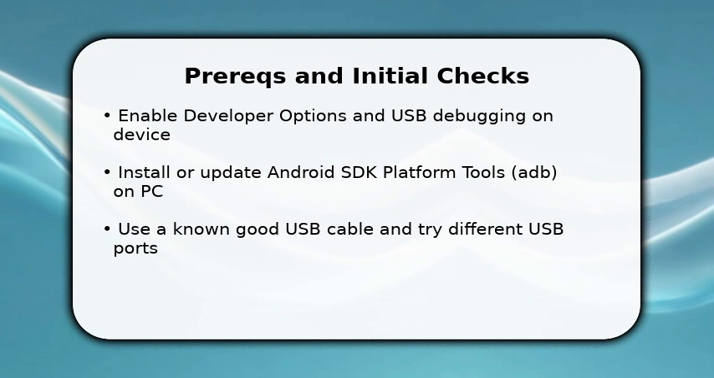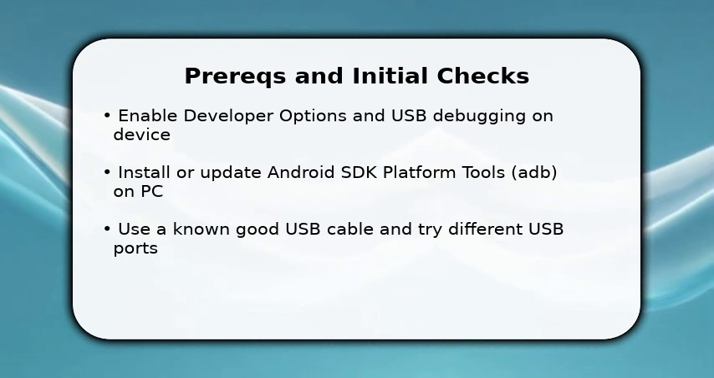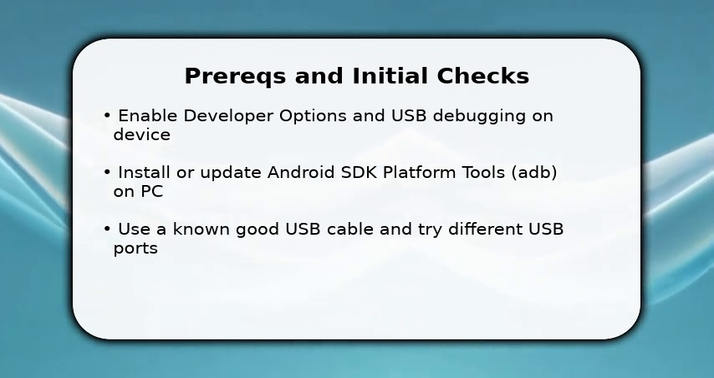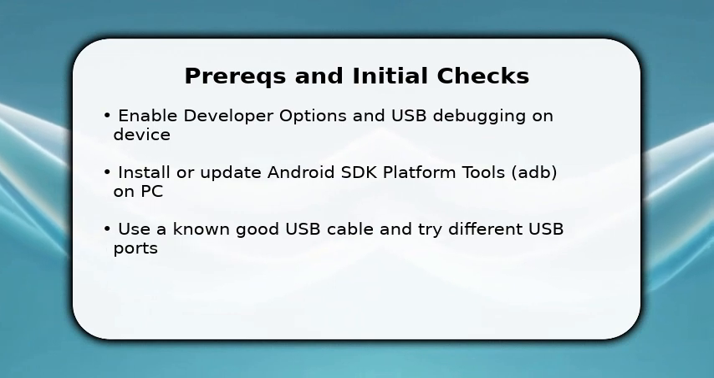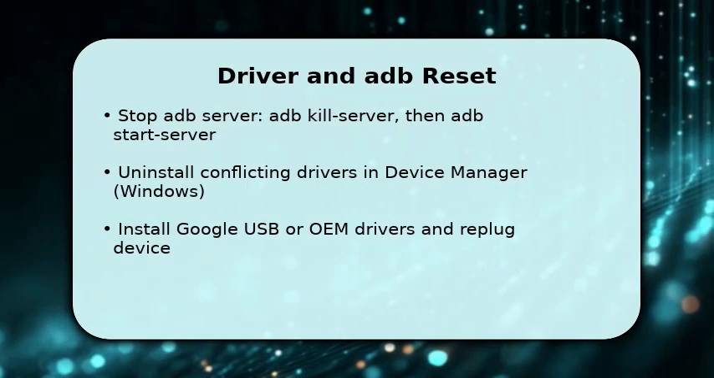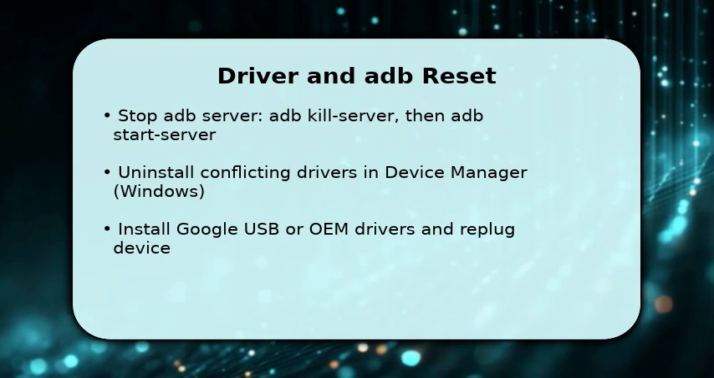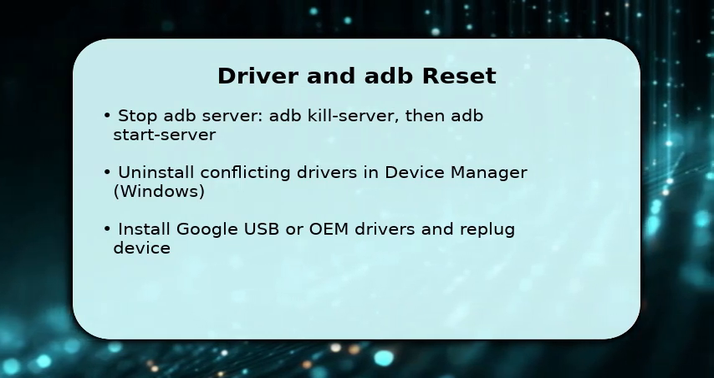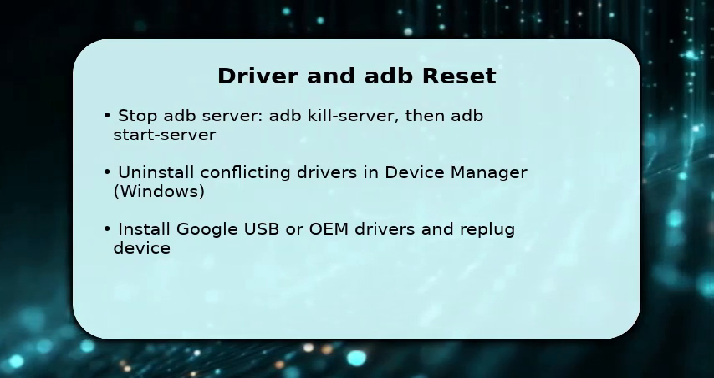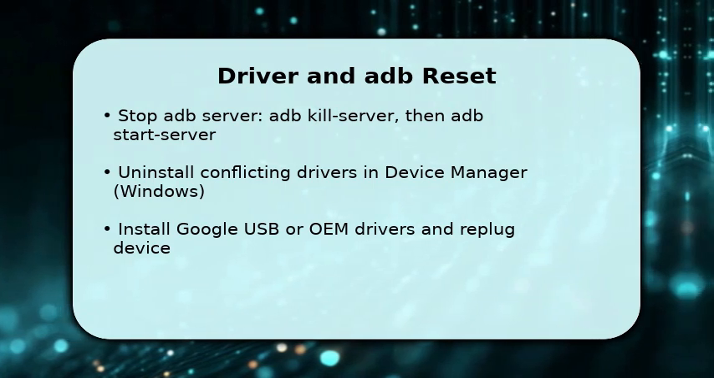Make sure you run a command shell as administrator and have the phone unlocked and set to file transfer or USB debugging mode. You now reset the software layer, run adb kill-server and then adb start-server to clear stale processes. This resolves many handshake problems.